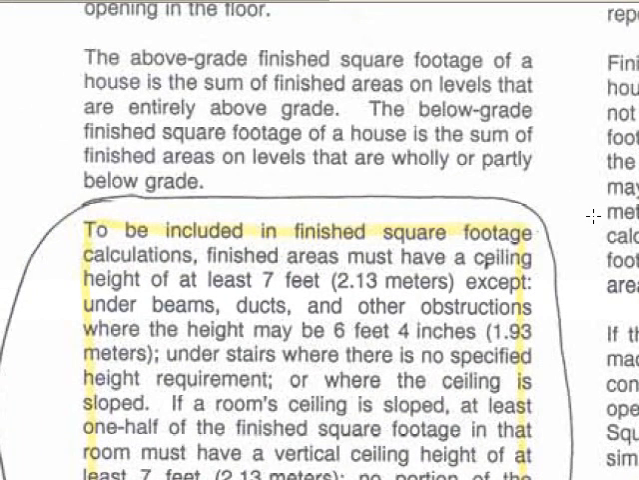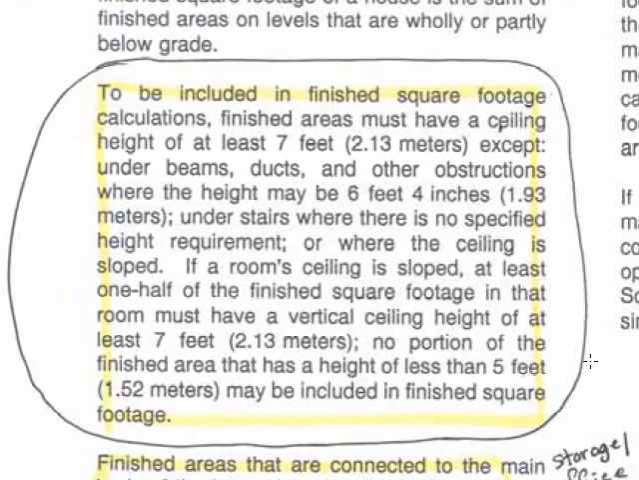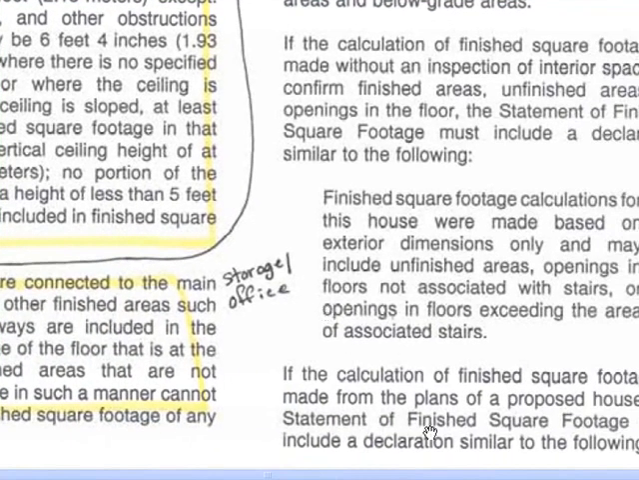To be included in the finished square footage calculations, finished area must have a ceiling height of at least 7 feet, except under beams, ducts, and other obstructions where the height may be 6 foot 4 inches, under stairs where there is no specified height requirement, or where the ceiling is sloped. If a room's height is sloped, at least 1/2 of the finished square footage in that room must have a vertical ceiling height of at least 7 feet. No portion of the finished ceiling that has a height of less than 5 feet may be included in the finished square footage.